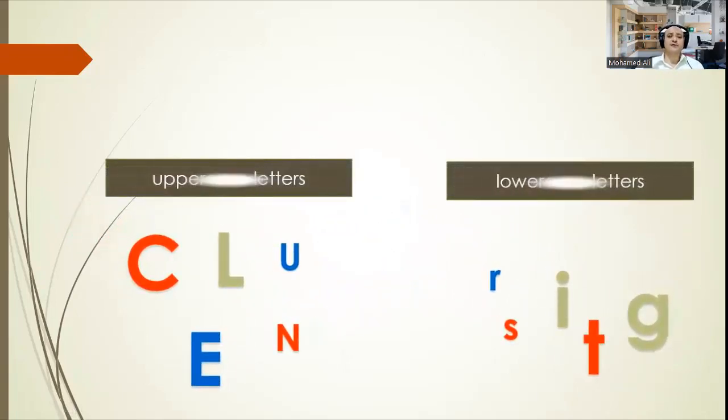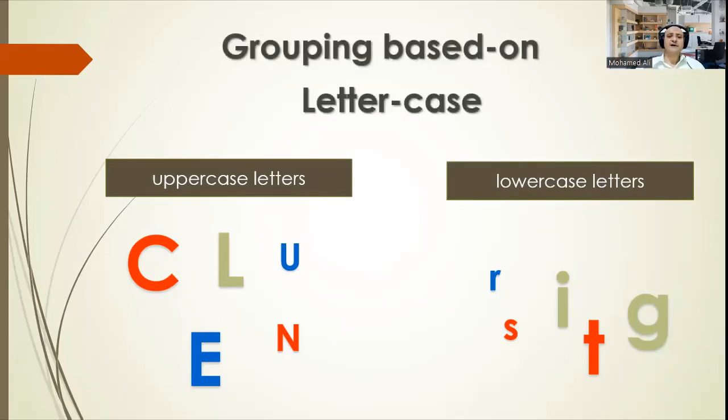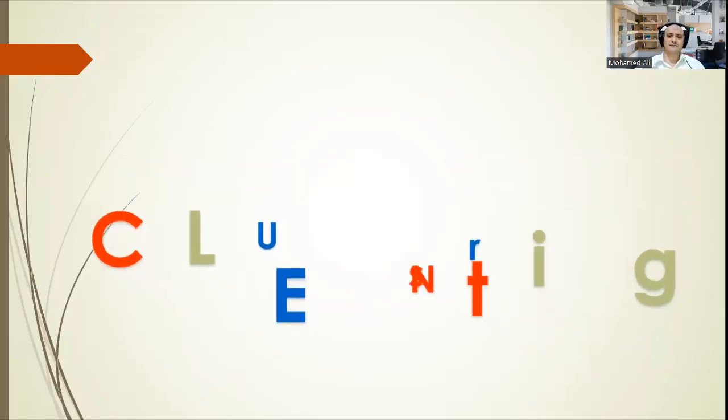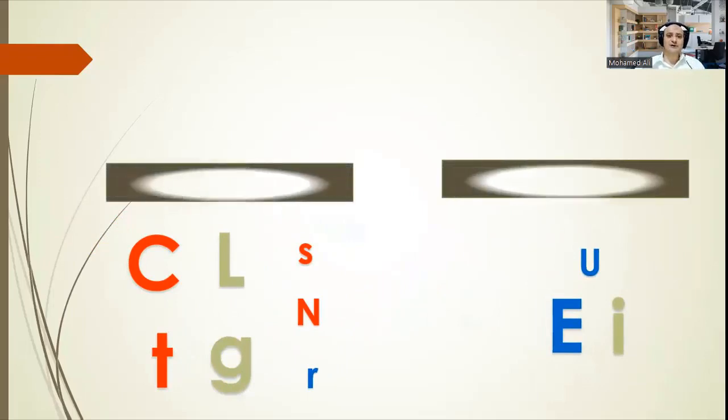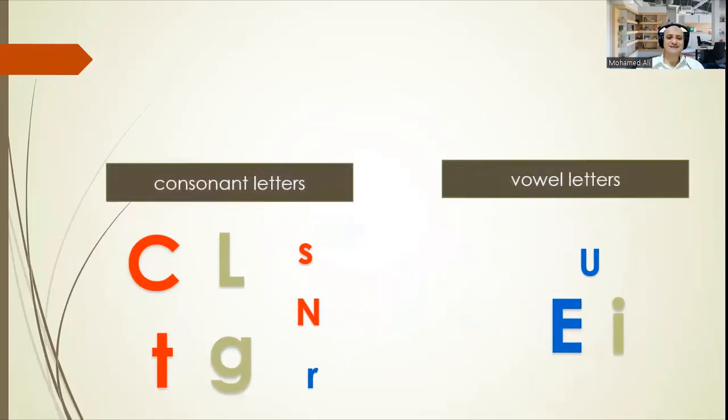Now we are grouping based on the letter in its uppercase or lowercase. So we have uppercase letters to the left and lowercase letters to the right. For last time, we are grouping now on the phonetic or the letter sound. So we have consonant letters to the left and the vowel letters to the right.